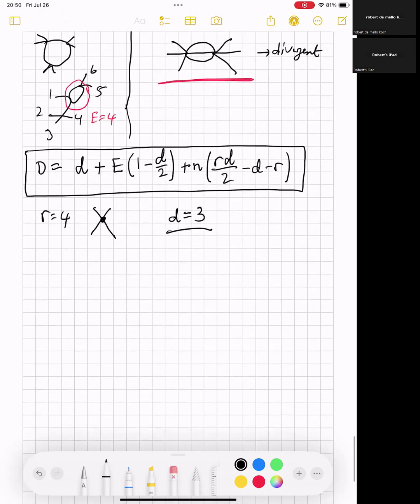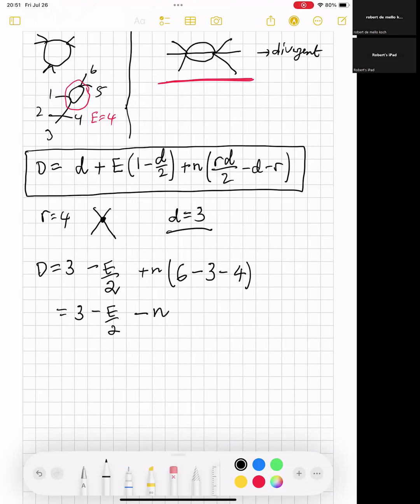Well, in this case, what is D equal to? So d will be equal to 3, and then 1 minus 3 over 2 is minus e over 2, and then we've got plus n times something. Now, r times d is 3 times 4 is 12, divided by 2 is 6, minus d, which is minus 3, minus r, which is minus 4. So this is 3 minus e over 2 minus n. So notice this dependence.